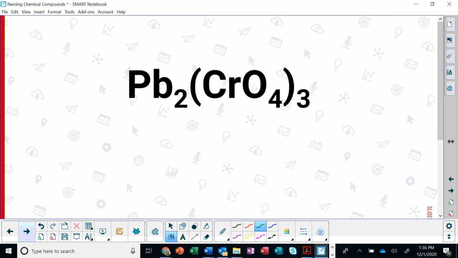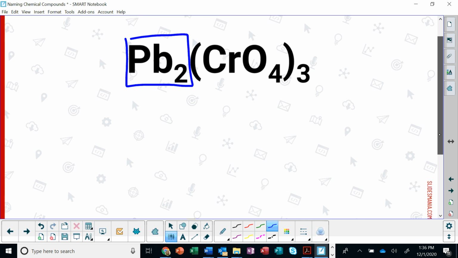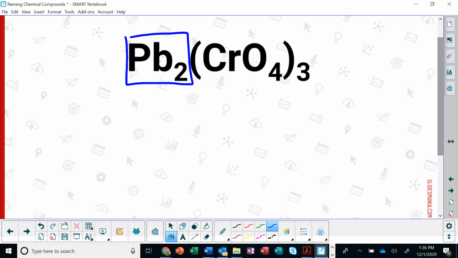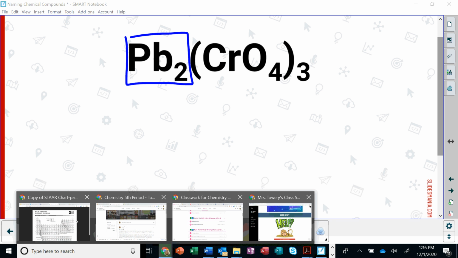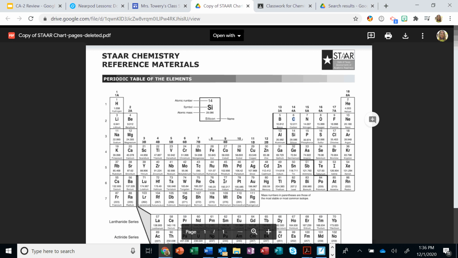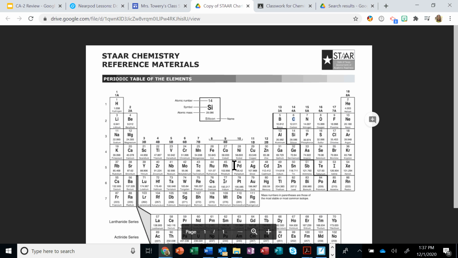Let's go to another one. All right, so this one's a big one, but that's okay. I'm not going to freak out about it. We're going to start off, again, by looking at the first element. Okay, we need to decide, is this element a metal, a transition metal, or a non-metal? So when I go to my periodic table over here, I notice that Pb is right here in the center. Okay? So it's this guy right here.